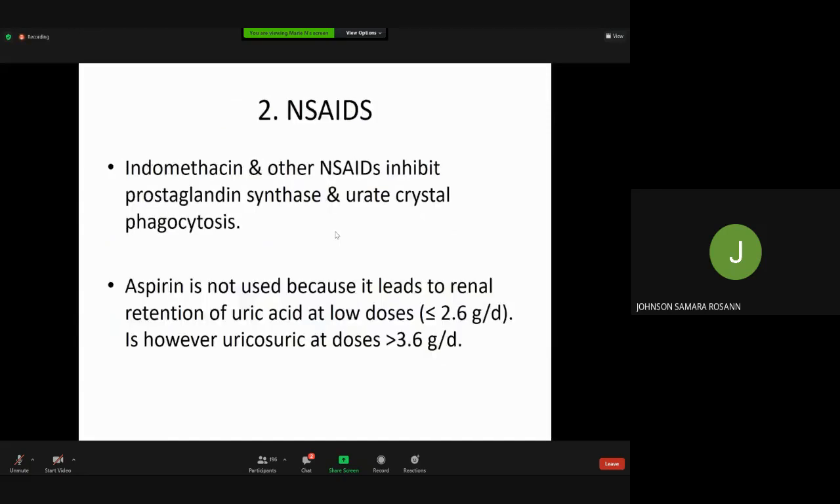So that is colchicine. I move on to NSAIDs. NSAIDs you have probably already covered in other lectures. You've covered extensively, so I'll just mention this in passing. How do they help in patients with acute gout? They will inhibit prostaglandin synthase. They will also inhibit phagocytosis of the urate crystals by the neutrophils and other inflammatory cells within the joint. Usually we prefer other NSAIDs like you can use ibuprofen, you can use diclofenac, aceclofenac, all those are okay.